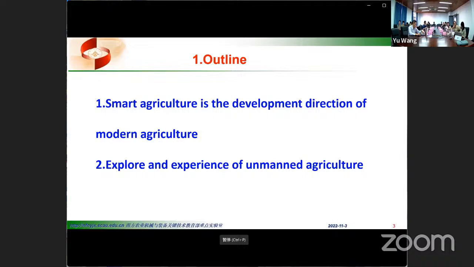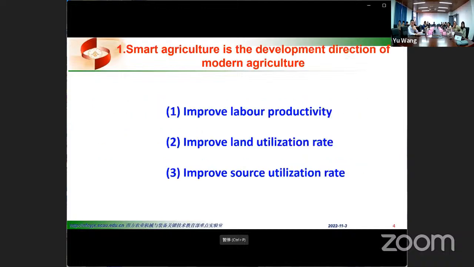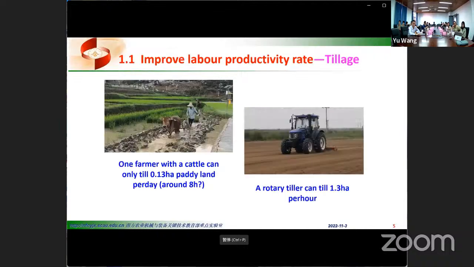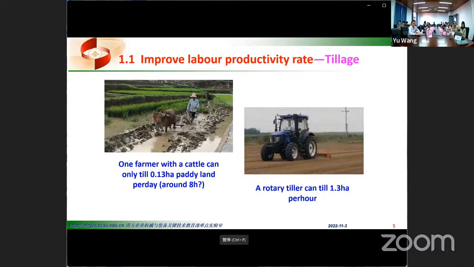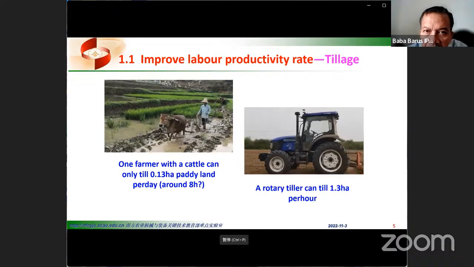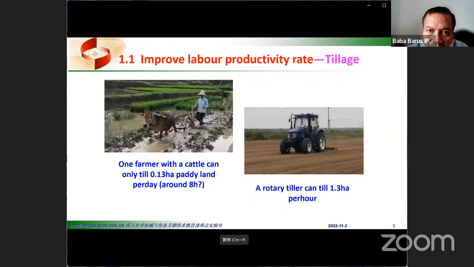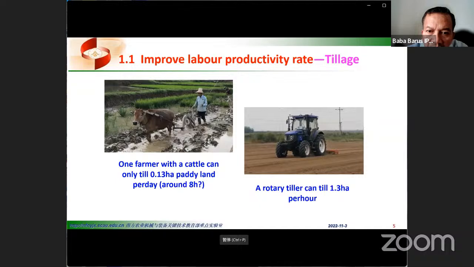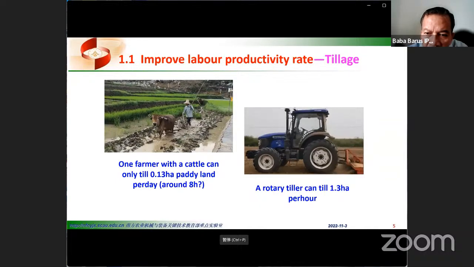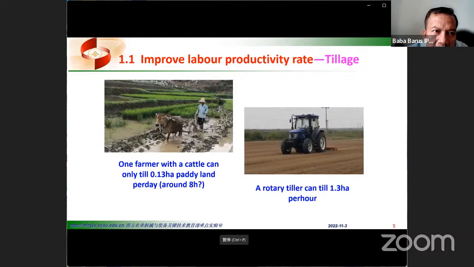The smart agriculture is the development direction of modern agriculture. It can improve labor productivity, land production rate, and resource utilization rate. Formerly, one farmer with a cattle can only till 0.13 hectares paddy land per day, and now a rotary tiller can till 1.3 hectares per hour.